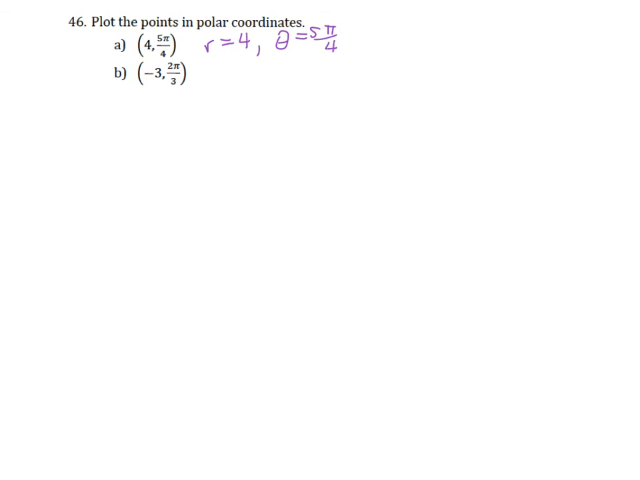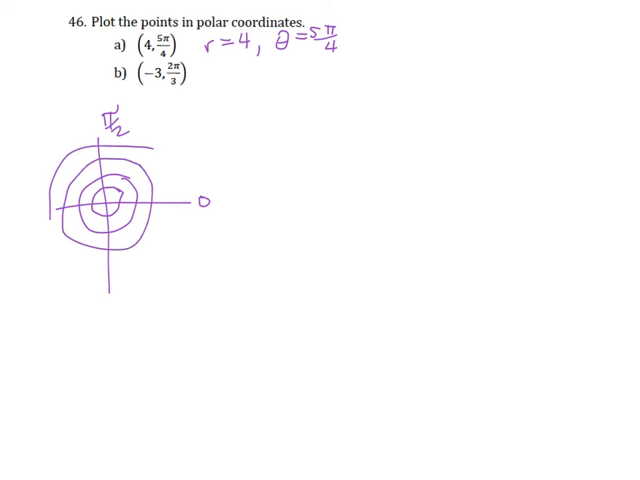Now, a graphical representation of that is, if you think of this again as 0, and this is pi over 2, and so on. This is a radius of 1. Excuse my circles, 2, 3, 4. So we have a radius of 4 at 5 pi over 4. So we go to 5 pi over 4, which is in this quadrant right here, and we go out to a radius of 4. So it's that point right there. We'll do some other things to these in a minute.